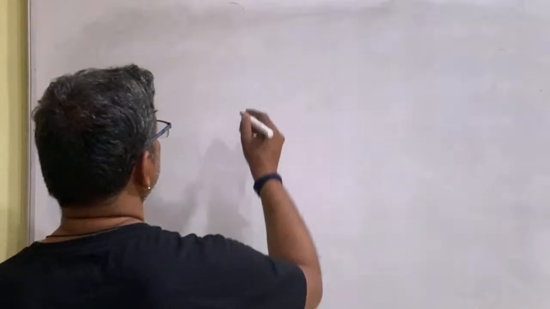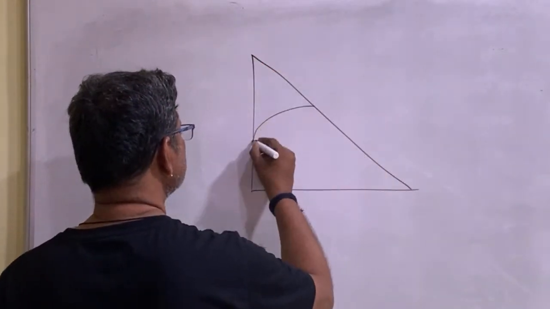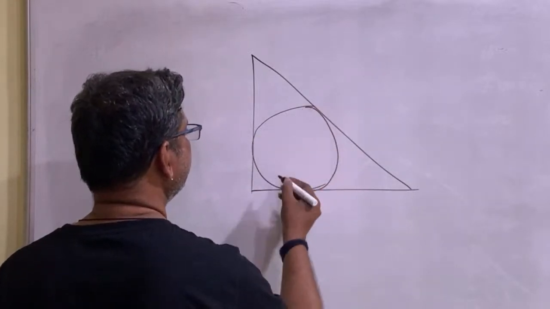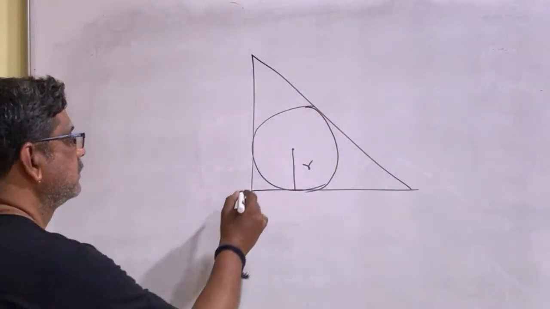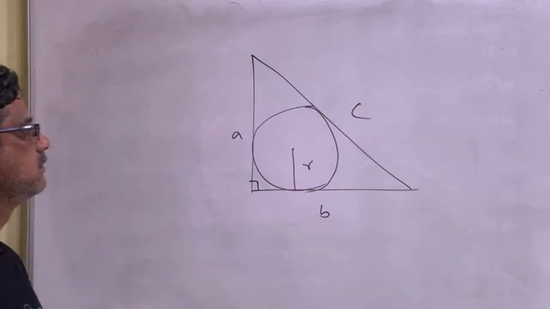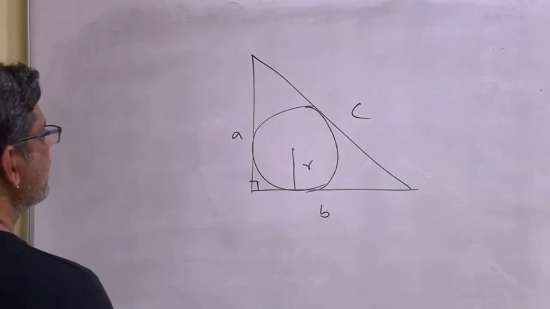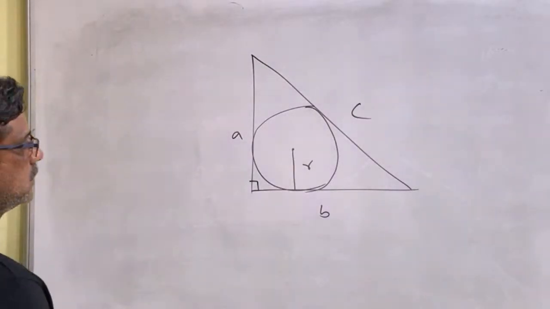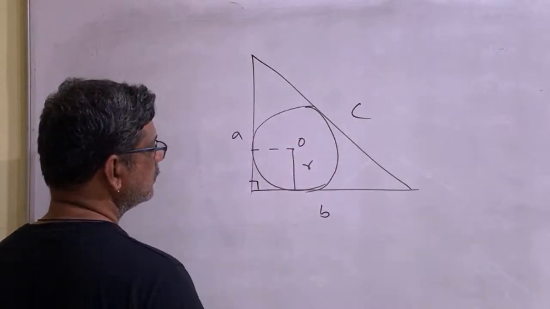Next. So there is a right triangle which circumscribes a circle. Then how to find out its radius? The sides are A units, B units, C units. Then how to find out the radius? Do you know it? Join these two.